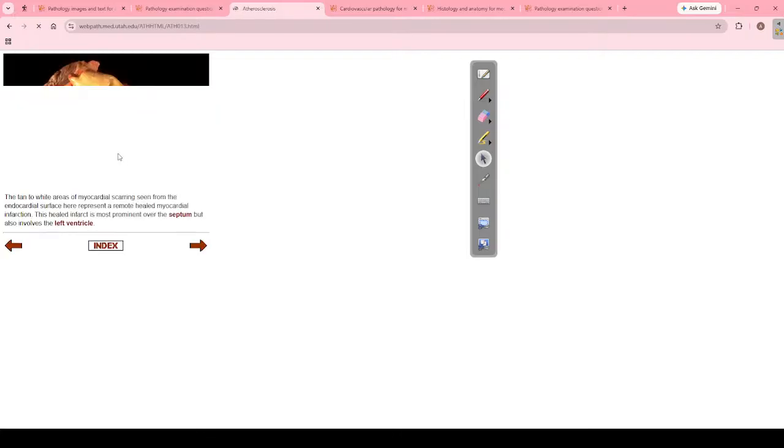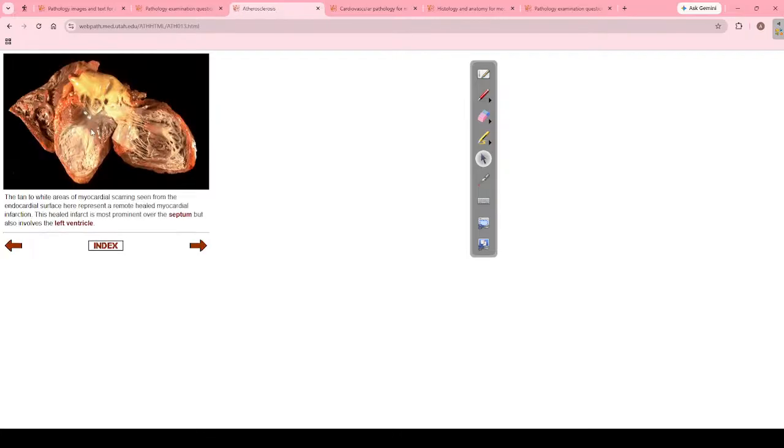Then we move on to the cut section. You can see the septum, and this is the left ventricle. All of them will have myocardial scarring. Myocardial scarring is seen from the endocardial surface here. You can see scarring somewhere here. In the septum also there is a little bit of scarring, and there also there is a little bit of scarring.